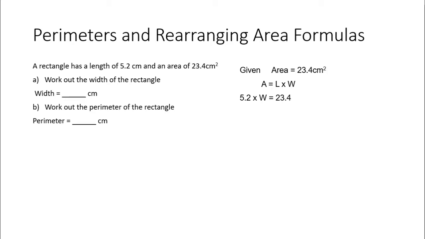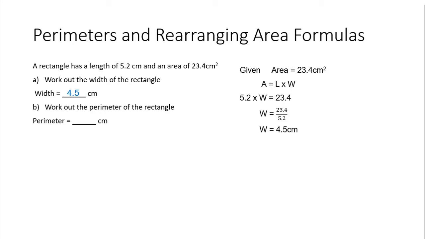Let's get W on its own here. So let's rearrange. W is being multiplied by 5.2. Let's divide by 5.2, which will give us the width, which is 4.5 centimeters. Again, you can check that. We could go ahead and plug that width back into the equation and say 5.2 times 4.5. Does that give us 23.4? You should always check whenever you can.